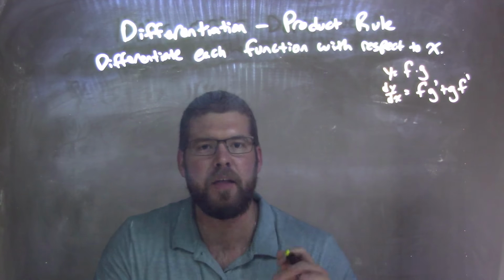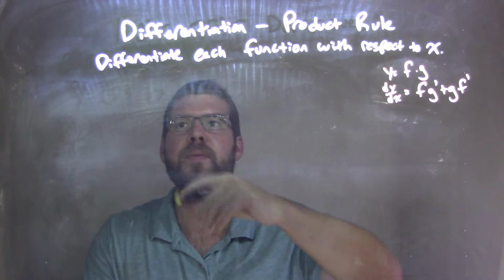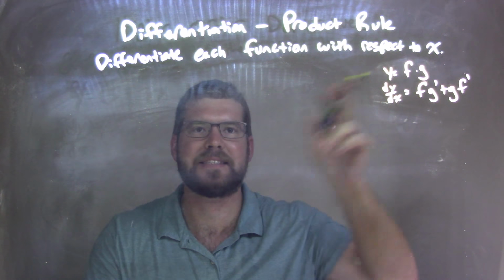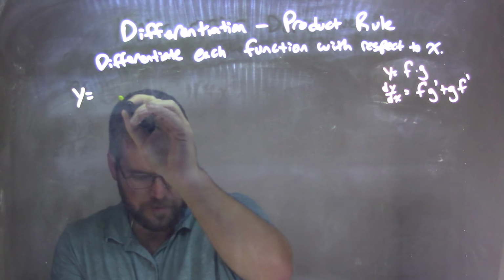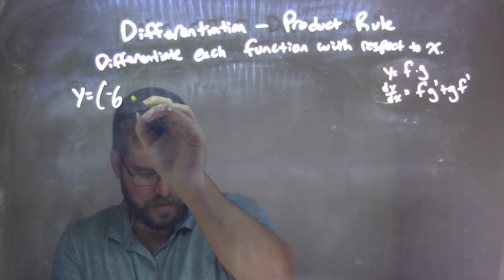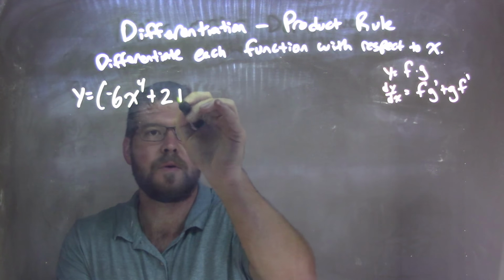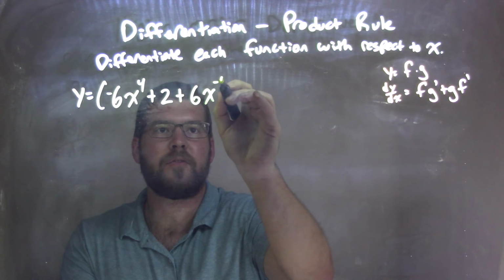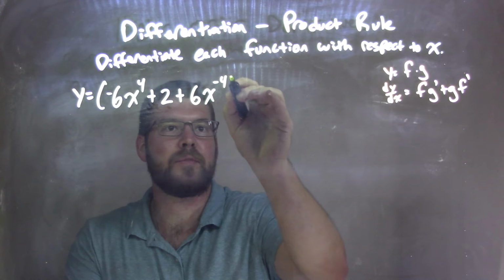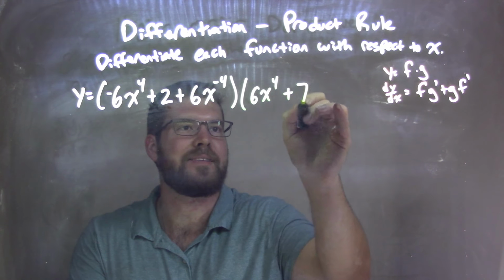Hi, I'm Sean Gannon, and this is Minute Math, and today we're going to learn about differentiation, and we're going to apply the product rule. We're going to differentiate each function with respect to x. So if I was given this function, y equals (negative 6x to the fourth plus 2 plus 6x to the negative fourth power) times (6x to the fourth plus 7).